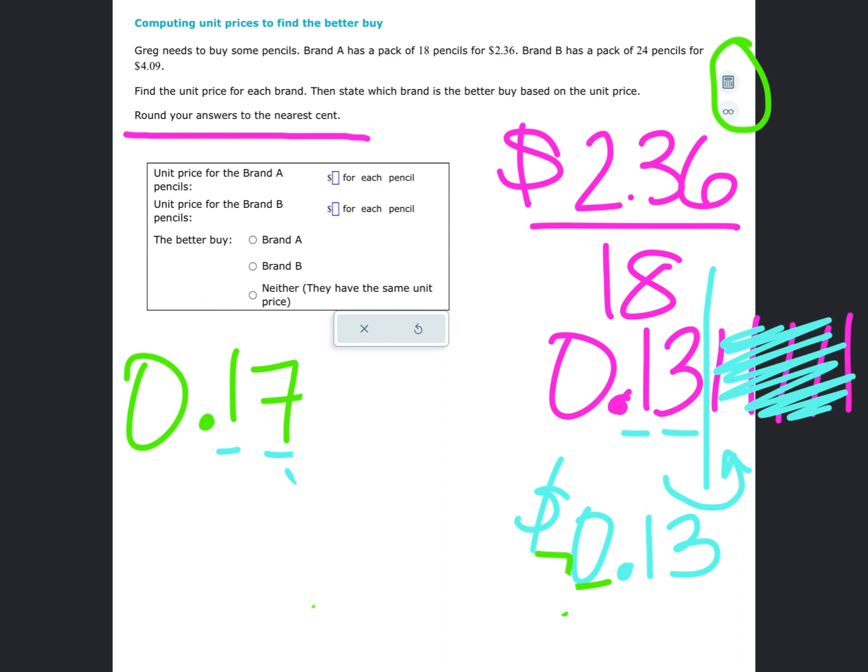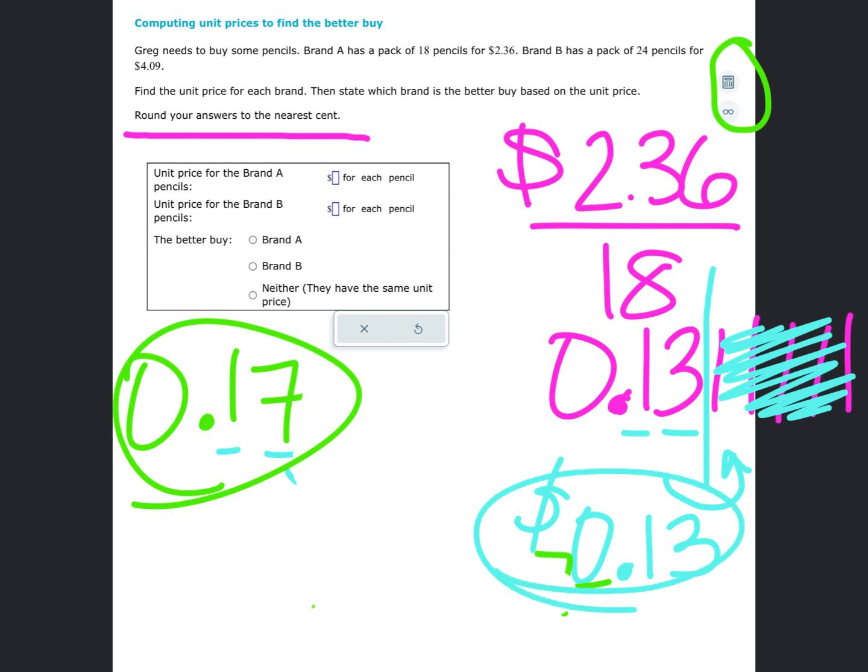So which one's the better buy? 17 cents per pencil or 13 cents per pencil? You want the cheaper one. You want to pay less per pencil. So I would go with brand A, and that's kind of where your directions come in at the top.